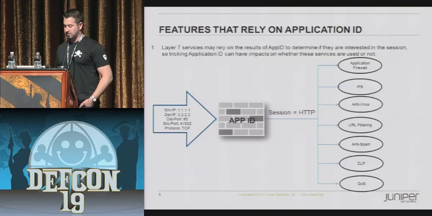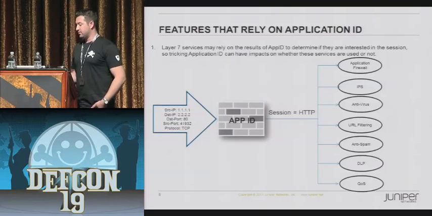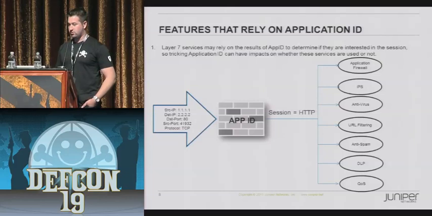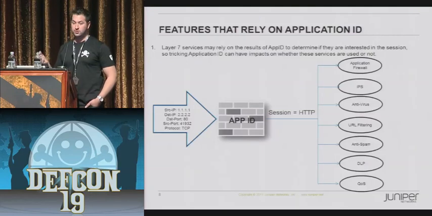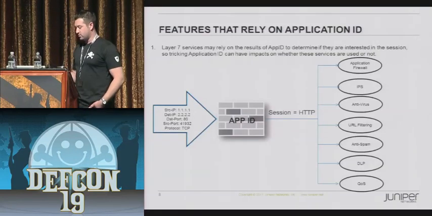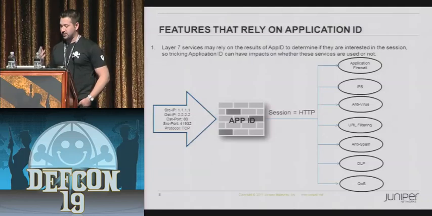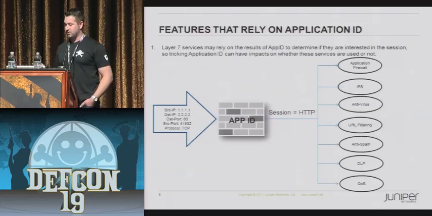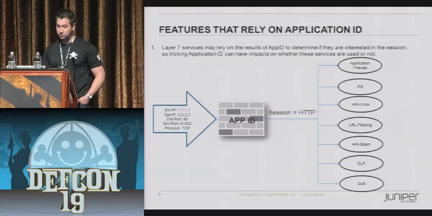So, for instance, the information that's gleaned from App ID can be used for application firewalling, which is the core thing here, whether we permit or deny the applications. It can be leveraged by the IPS engine for detecting what applications are running, so it knows what type of inspection to do: antivirus, URL filtering, different applications, QoS. There are a lot of things that rely on the information being gleaned from the App ID engine to be able to make effective decisions. Because of that, if you can potentially trick the App ID engine, then you can potentially bypass these other layer 7 services as well.